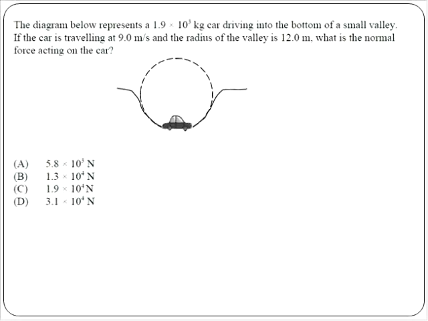This time we've got a car driving into the bottom of a small valley. So you've got a dip in the road. We want to know what is the normal force acting on the car. In this case, the normal force is up. The force of gravity is down. So that's kind of like the tension ones, isn't it? So I can just write it like this.